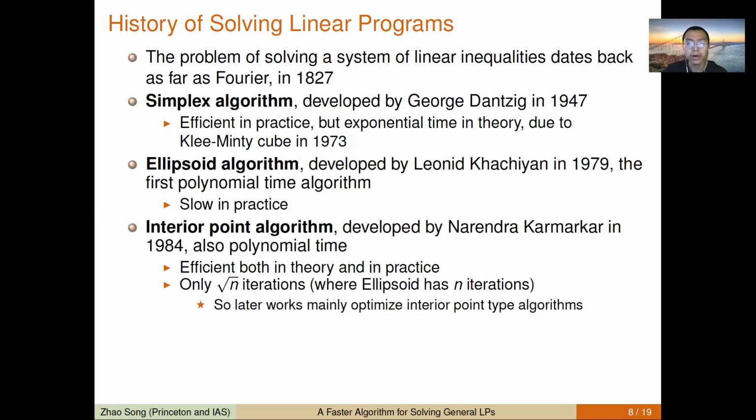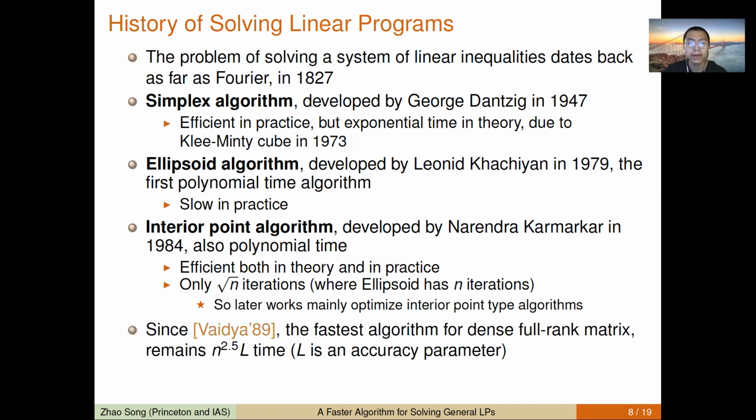Almost all the later works, if they want to improve the running time of linear programming, are basically focused on this interior point method because the number of iterations is quite small. Since Vaidya's 1989 algorithm, the fastest algorithm for solving dense full-rank matrix LP remains n^2.5. This n^2.5 barrier remained for 30 years.